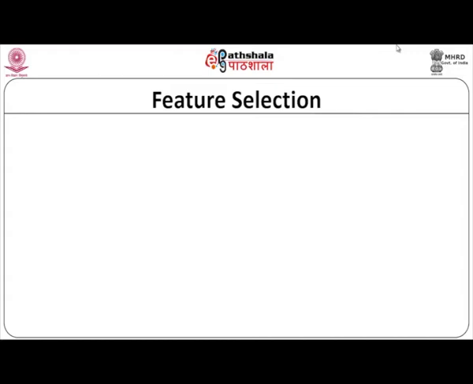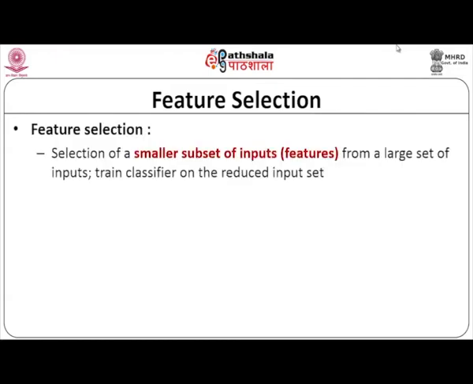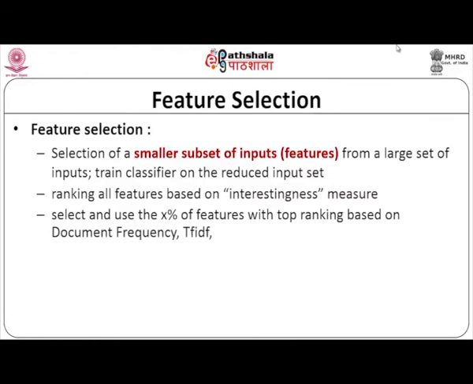So, that is feature combination. Now, feature selection: select a smaller subset of inputs or features from a large set of inputs, and train the classifier on the reduced input set, do not use the complete input set. One method of doing this selection is to rank all the features based on an interestingness measure, which has to be defined, and select and use the top X percentage of features based on document frequency or TF-IDF or something like that. So, rank it and then use some percentage of it depending upon some parameter.